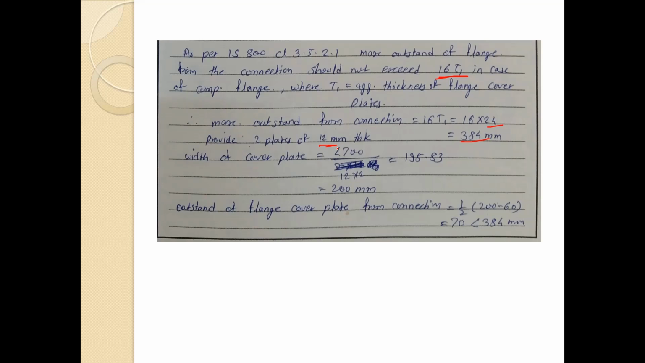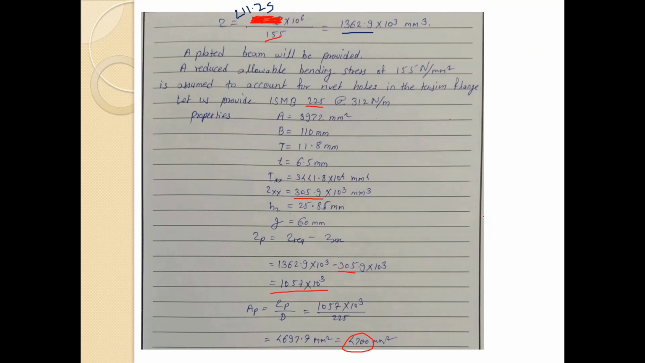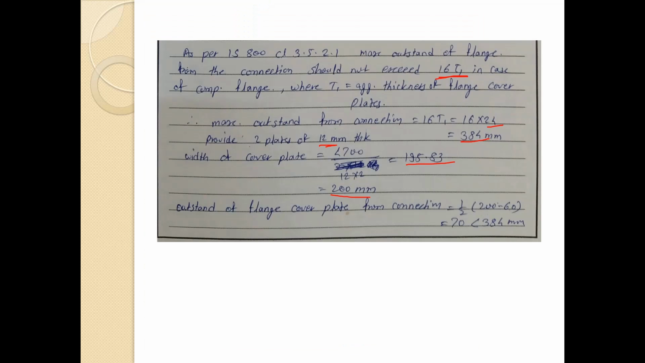So width of the cover plate is 4700 divided by 12 into 2. So that becomes 195.83, and we are providing 200. So outstand of the flange cover plates from the connection is 200, one half of 200 minus 60. So that is 70, which is lesser than 384.